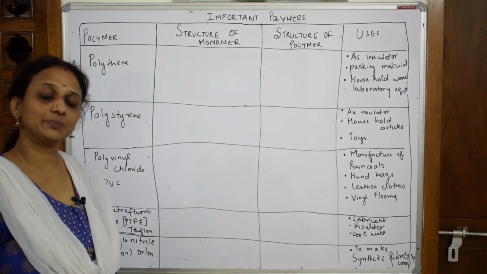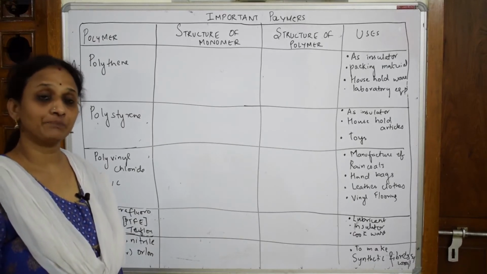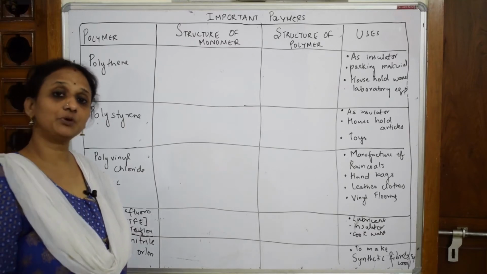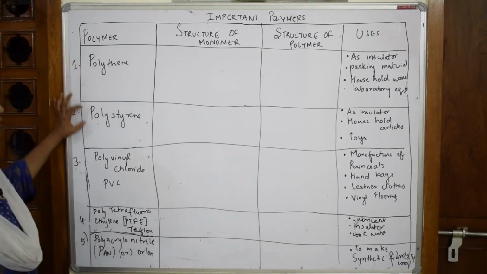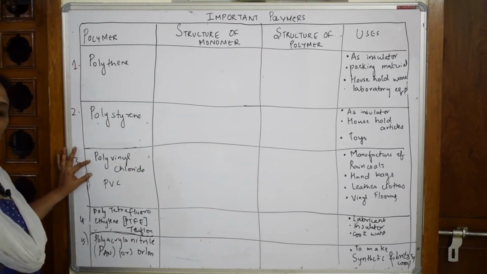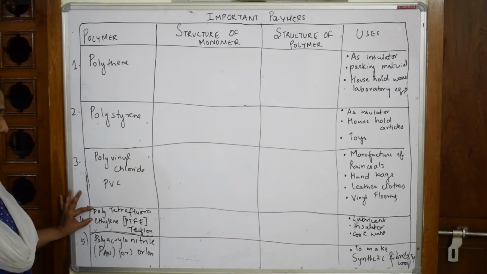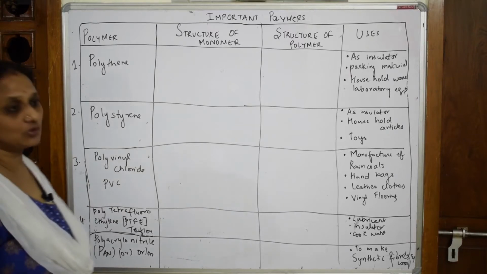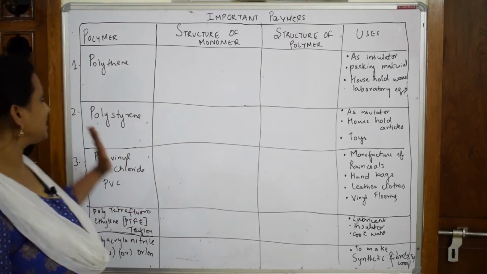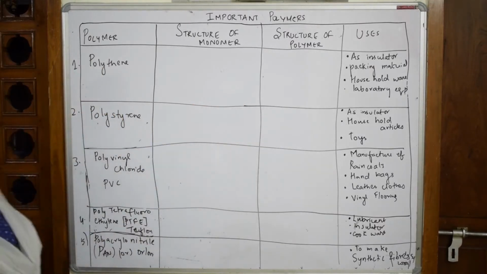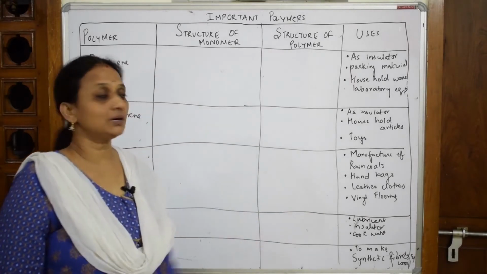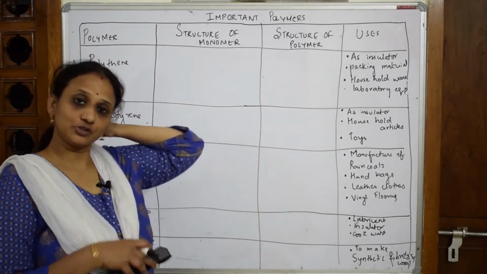Let's start with the first topic of your polymer chapter, which comes in the category addition polymerization. The examples are polythene, polystyrene, polyvinyl chloride, that is PVC. Next, Teflon, that is polytetrafluoroethylene. Next, PAN, that is called polyacrylonitrile. Basically in the exam they will give you this, and you need to write this part and this part. I've already written the uses here. You need to remember all the uses because they may ask you for 2 marks.